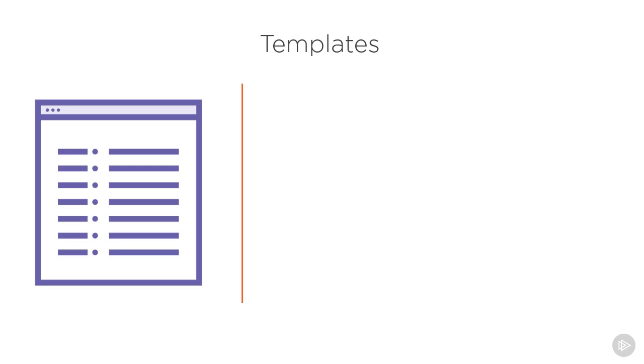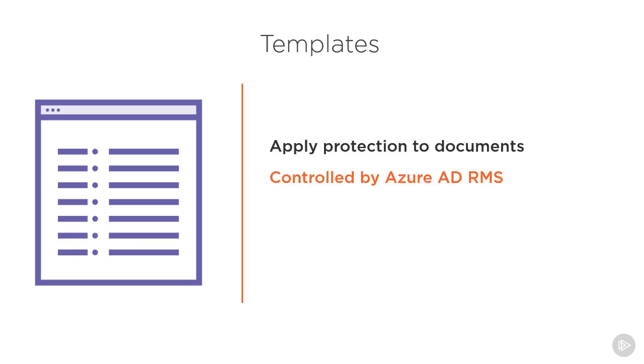You may have noticed a template section at the bottom of the portal below labels. So I did want to mention what templates are and kind of how they fit into the Azure Information Protection world. Templates are what Azure Information Protection is actually using to apply protection to documents. In the background, Azure Information Protection is making use of the Azure Active Directory Rights Management Service.